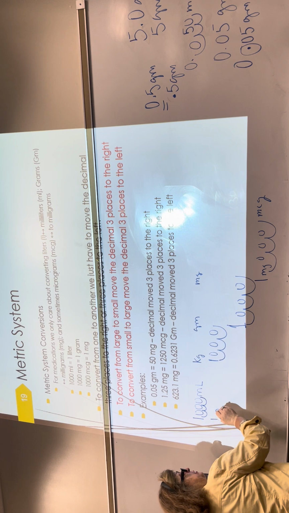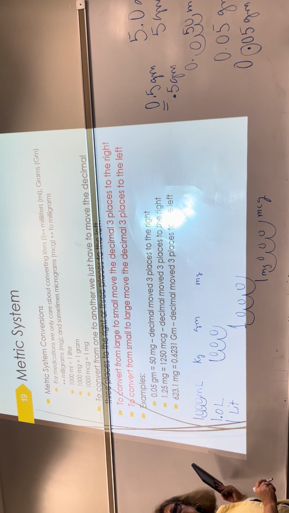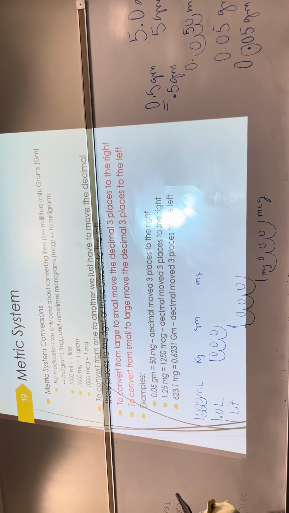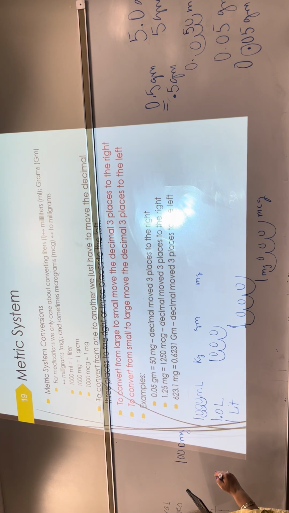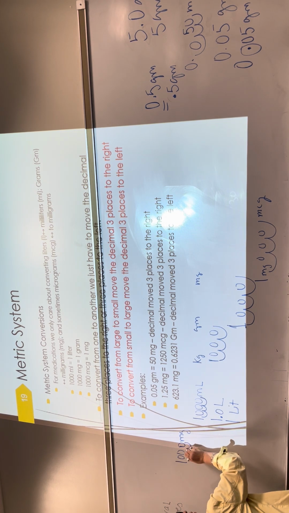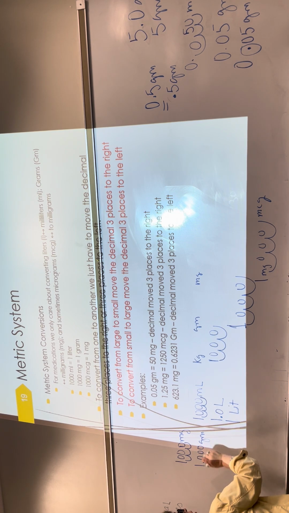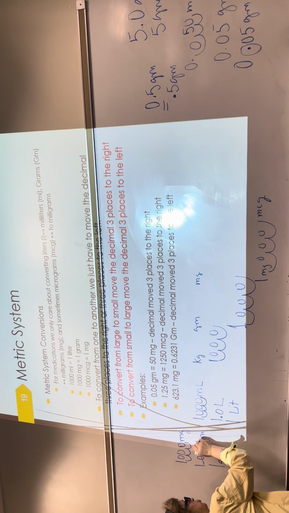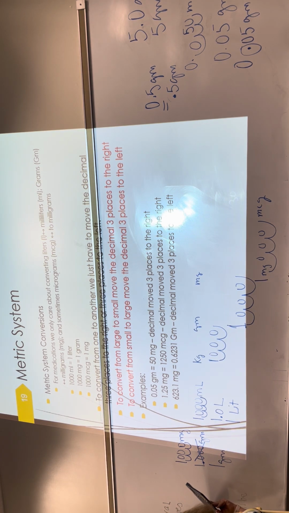Do I write 1.0 liter? No. I write 1 liter. If we have 1000 milligram going to gram, milligram is smaller and gram is bigger, so we go left: 1, 2, 3. That gives 1.000 gram, but I only write 1 gram, because zeros after the point do not count. Any zero after the point, don't write it.